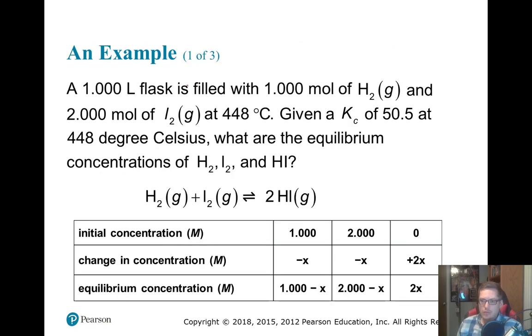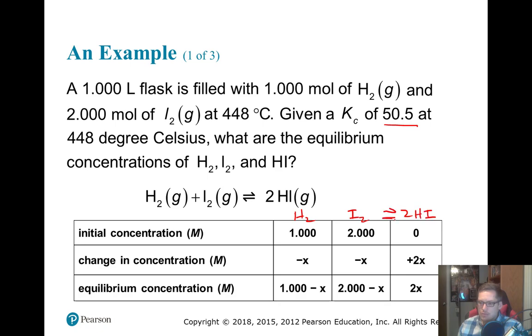So, for example, we have a 1 liter flask filled with 1 mole of H2 and 2 moles of I2, and we're given Kc, which is the same one we calculated earlier. It asks, what are the equilibrium concentrations of H2, I2, and HI? So here's our reaction and our initial concentrations. This is our H2, this is our I2, and this is our 2HI.